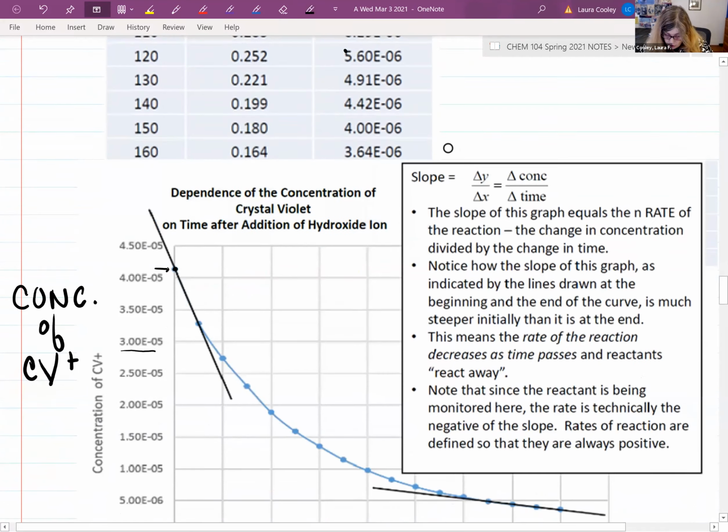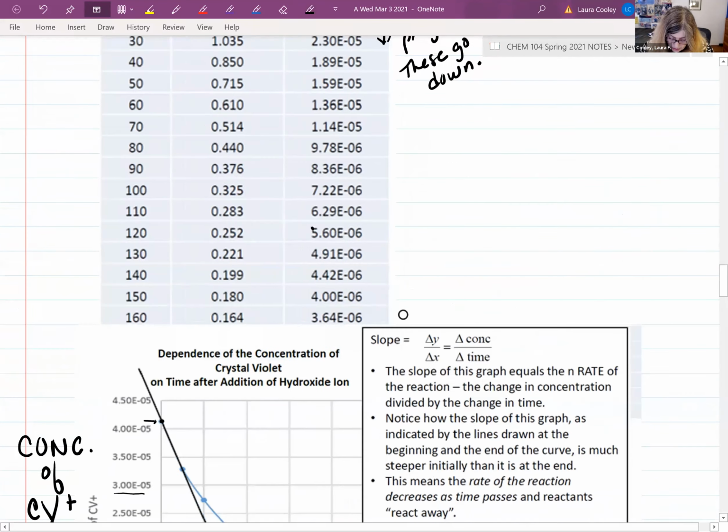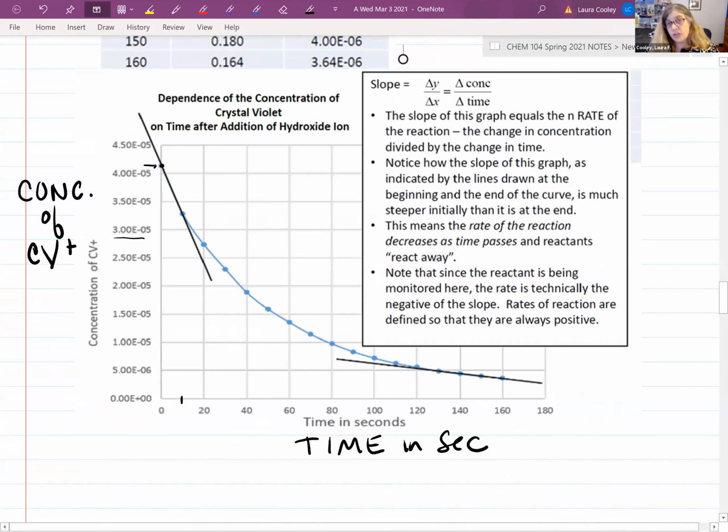So what this graph is showing you here is just a plot of how the crystal violet concentration changes with time. And what I want to show you is I made a line here. I sort of drew a line that's tangent to the curve. That's telling you what the slope of the curve is here. Now, this is a curve. This is not a line, this blue line. This blue curve is not linear, all right? But what I did was I put a line up against that curve at the beginning of the reaction, and I did the same at the end of the reaction.